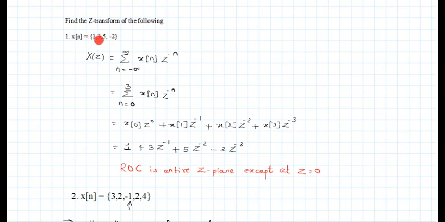The second sample is located at 1. The third sample is located at 2 and the fourth sample is located at the third time instant. Correct. So with this information about the input signal, let us find its Z transform.